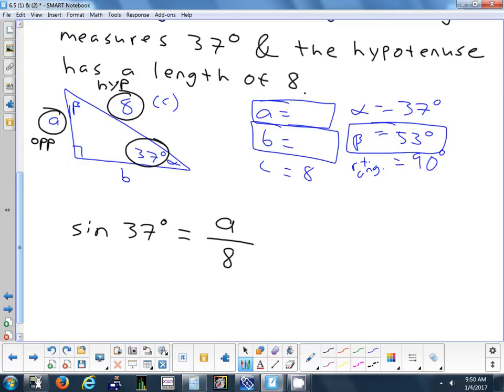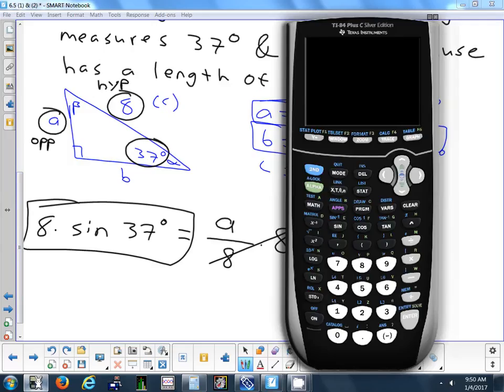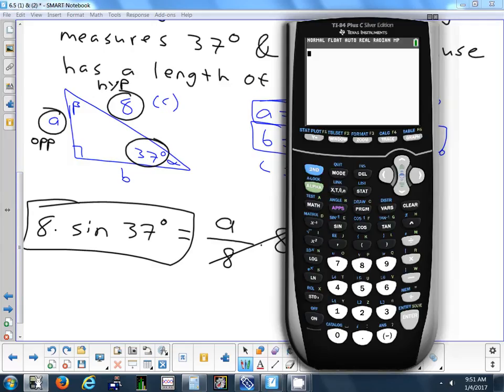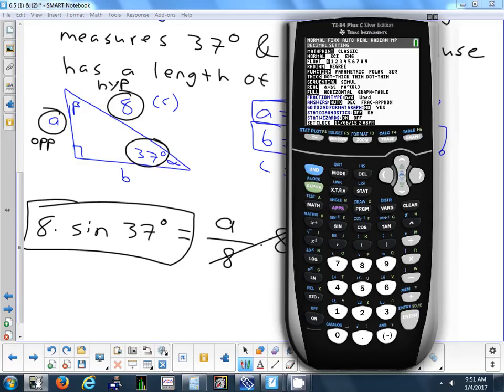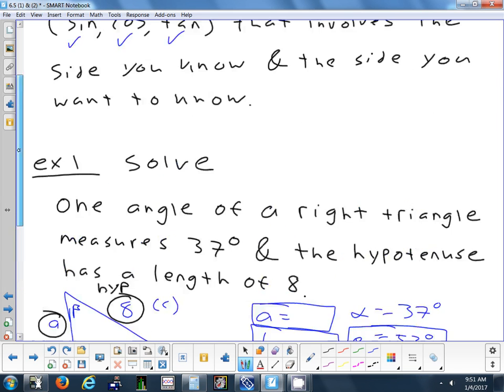Now how would you move the 8 to the other side and get A by itself? Multiply by 8. And that's the answer for A. You have to type that in. Just make sure your calculator is in degrees, and type it in exactly the way you see it. 8 sine 37. So A is about 4.81.